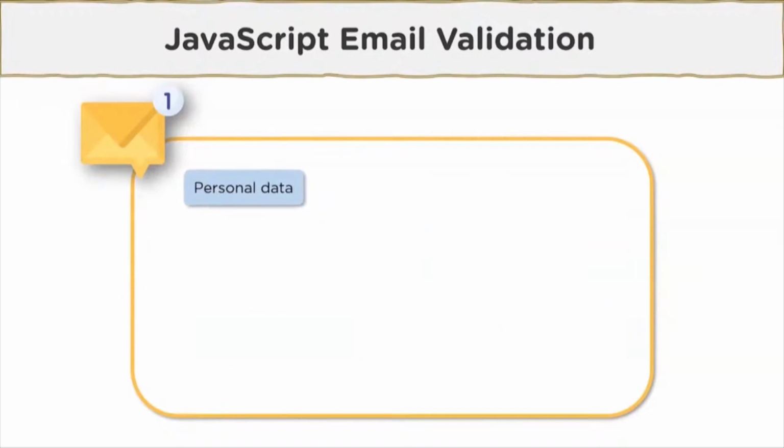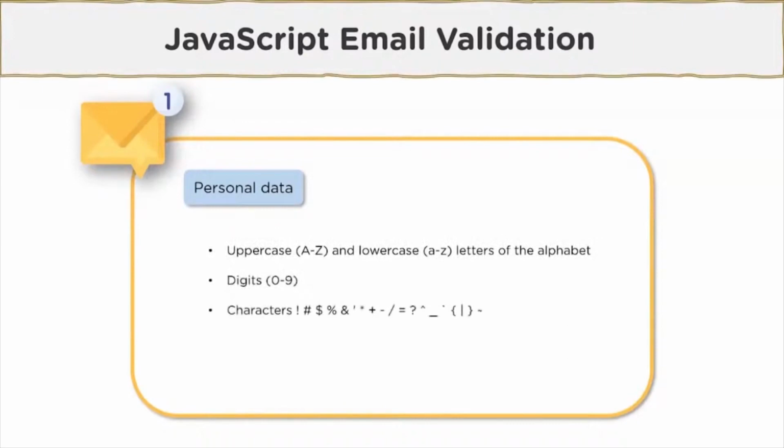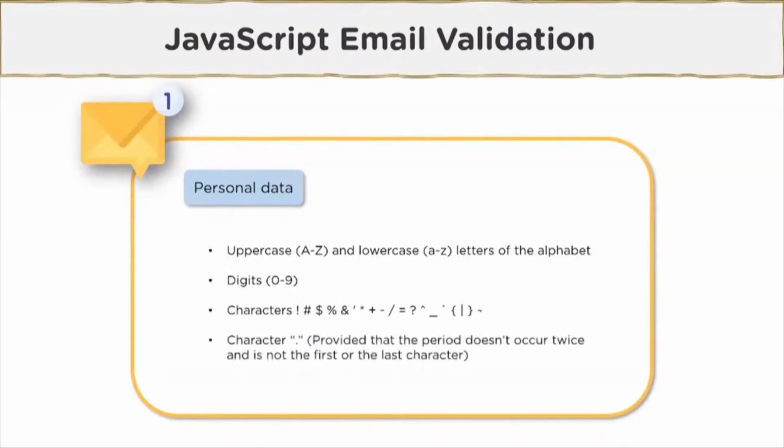Talking about the personal data, now this data can include any sort of information. You can provide your name, your birth date, etc. So basically it can consist of all uppercase and lowercase letters of the alphabet. It can have digits from 0 to 9. It can include all special characters. And lastly, it could include the period character. One thing to remember is that the period character cannot occur twice and is not supposed to be either the first or the last character. Alright, so this was just a brief introduction to email validation.